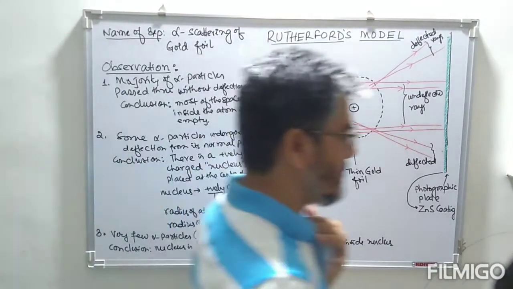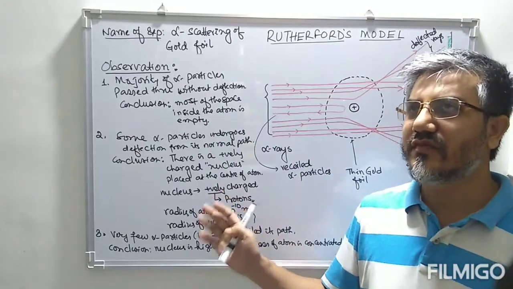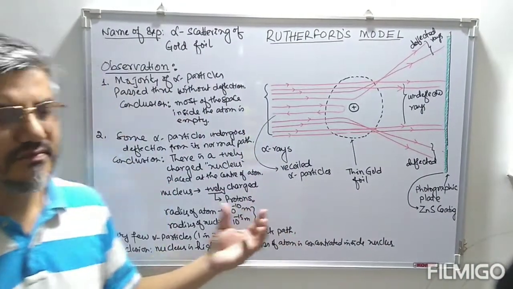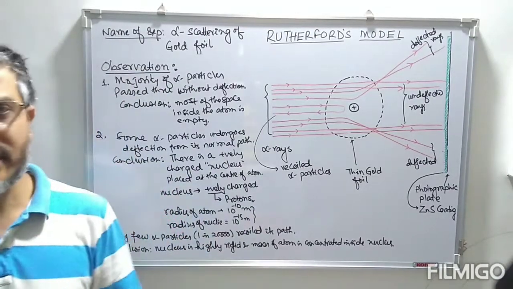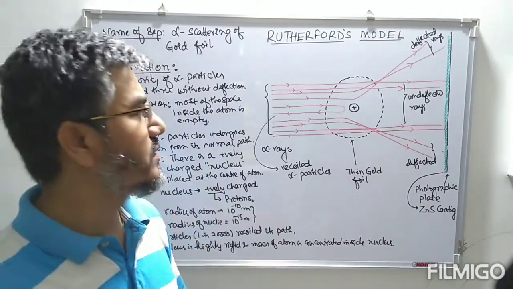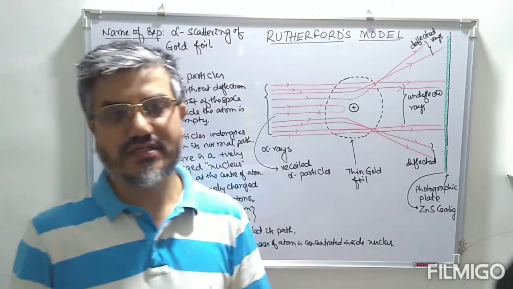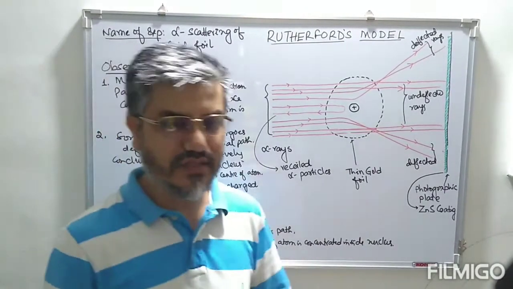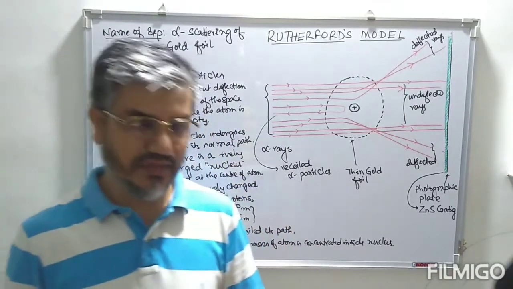This Rutherford model is compared to the solar system. We have a nucleus, and around this nucleus electrons move in circular orbits, something like the solar system, in which the sun plays the role of the nucleus and planets move around the sun in orbits, not exactly circular but elliptical.